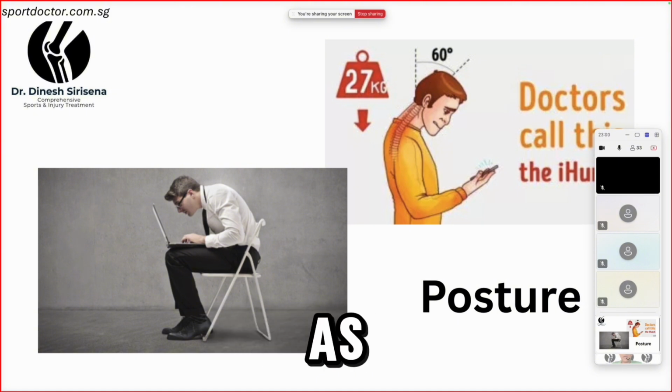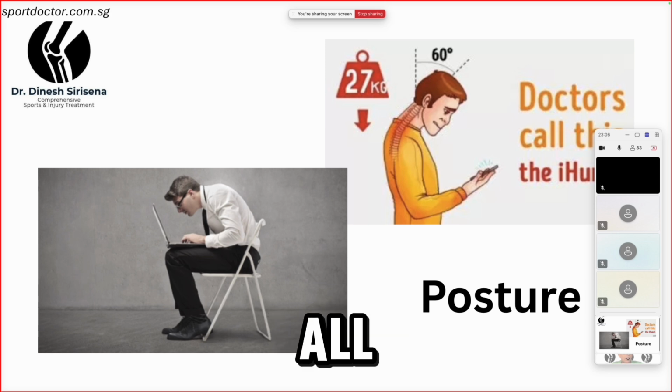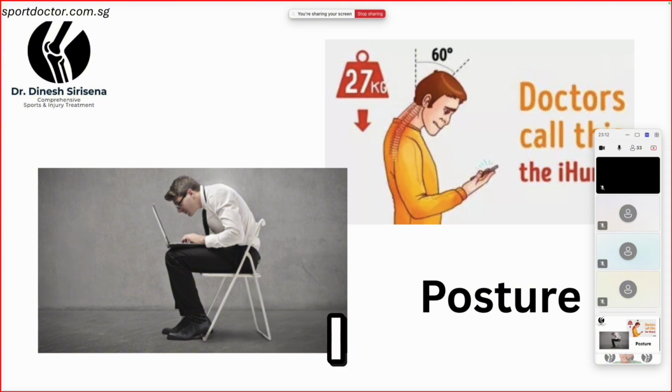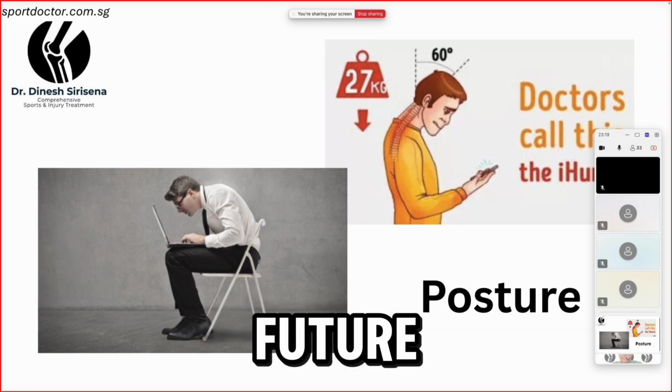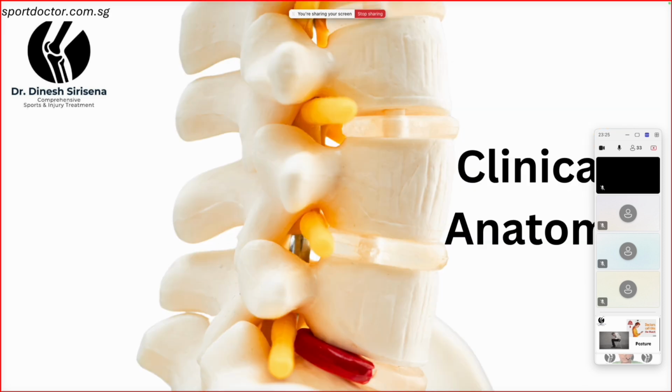So as we age in this age of sitting in front of the computers, we're all going to start developing low back, neck and shoulder pains as a consequence of poor posture. And I think the prevalence of back pains is going to increase significantly in the future, and also I think we should be upping our management in terms of how we address these things.